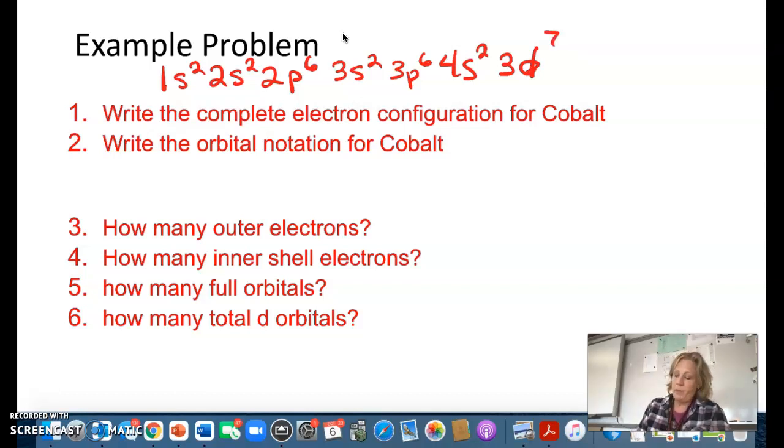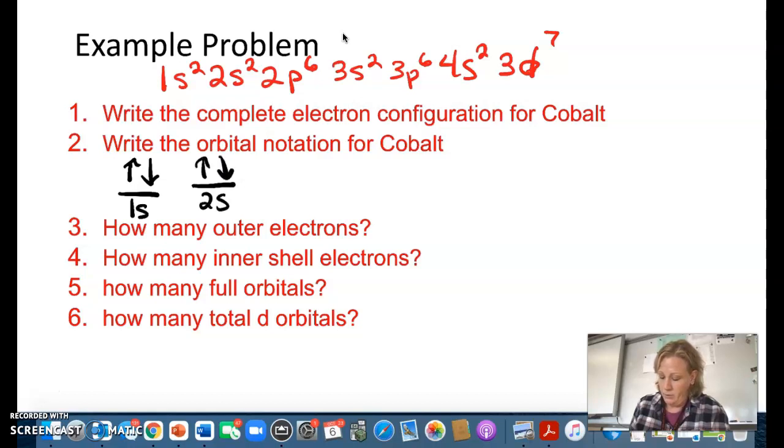So then you can also write an orbital notation for cobalt, and we're just going to write them left to right. So the line represents the orbital, so this would be 1s2, each arrow is an electron, 2s2. And then when I do the 2p, I want to draw 3 orbitals. Hund's rule right there. Pauli exclusion. 2p6.